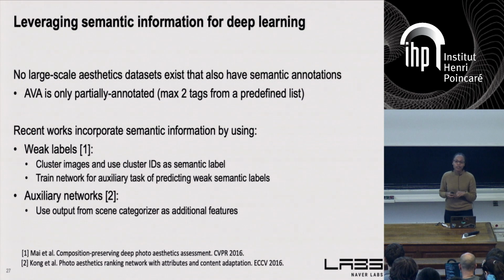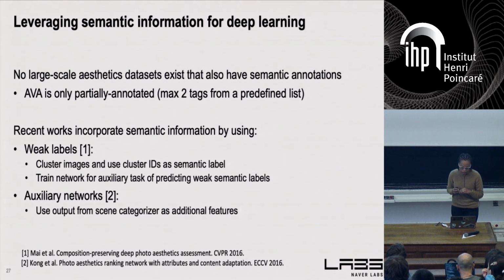So what different works have tried to do is to get pseudo labels, for example. One thing you can do is take all your images in AVA, cluster them, and hope that these clusters are semantically coherent. And then you use these clusters as categorical IDs. That's one thing you can do.